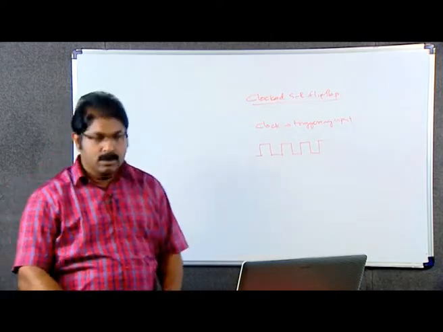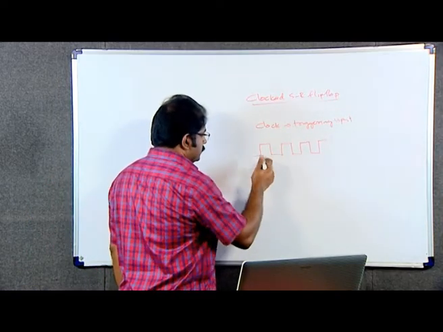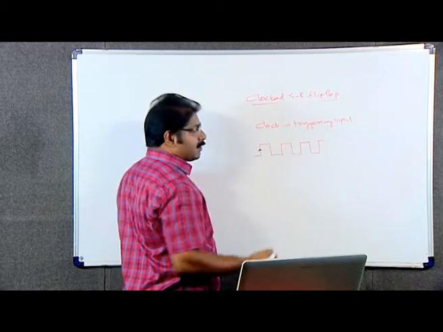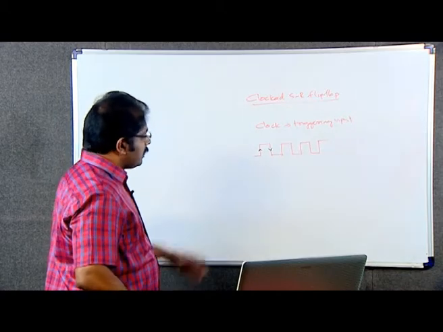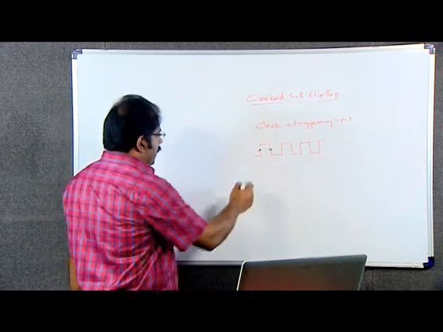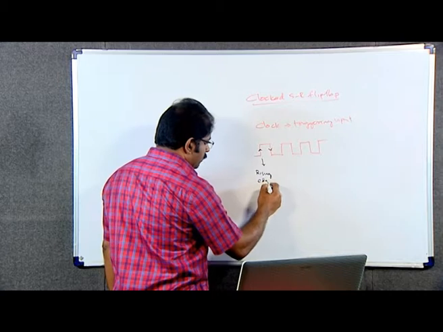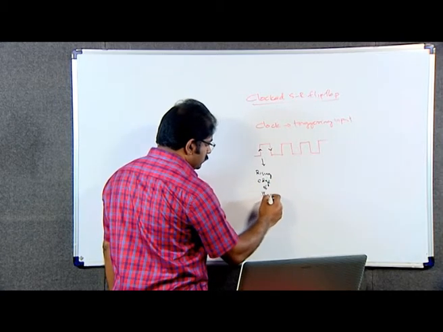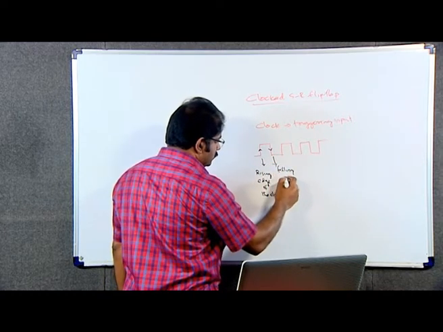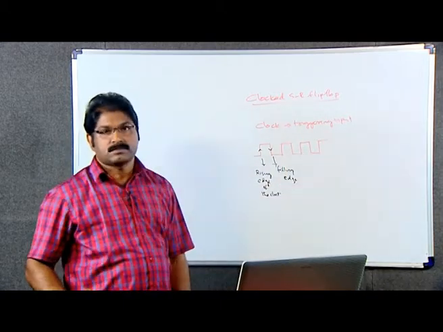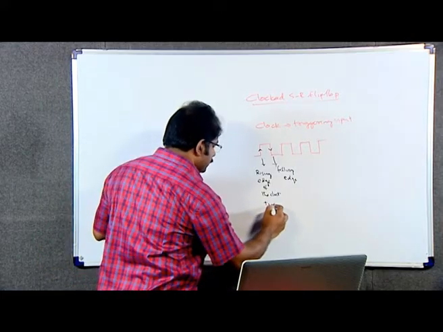At the clock, you can see 2 edges: at one point the signal rises, and at another point the signal drops. This is called the rising edge of the clock, and this is called the falling edge of the clock, or the negative edge. This is a positive edge and this is a negative edge.